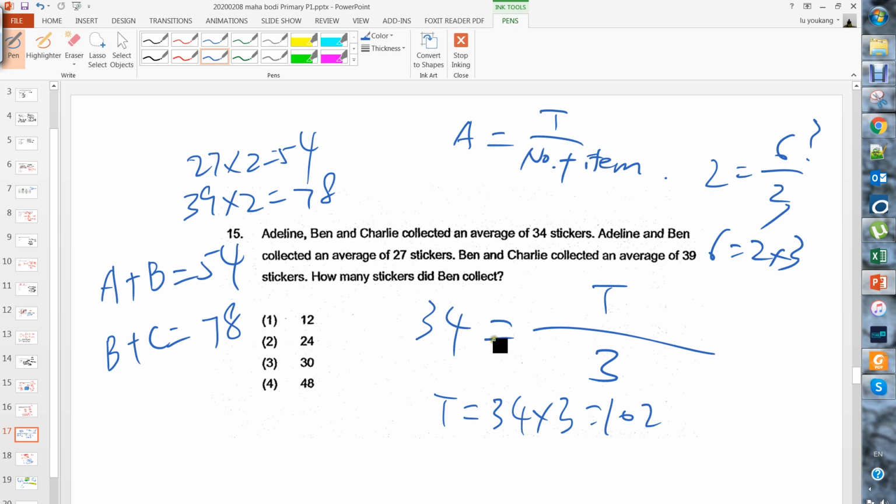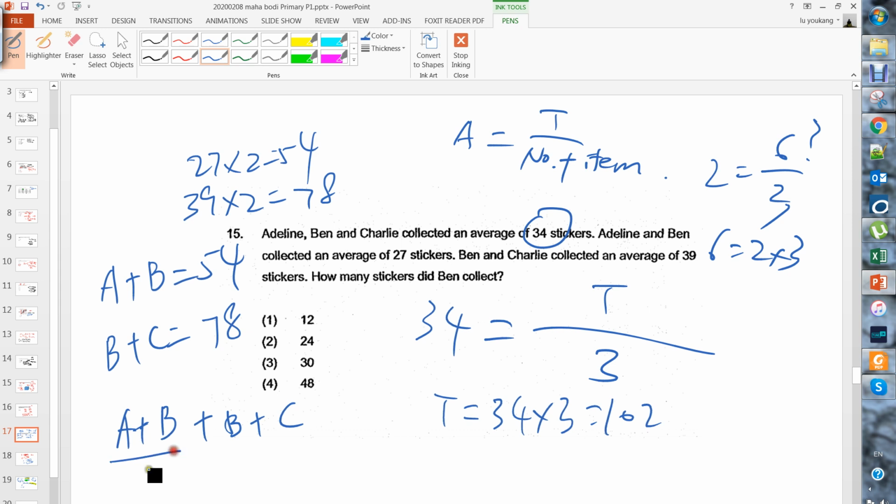So can you see here it says collected an average of 34. So 34 times 3 is 102. So can you see A plus B is 54. So I draw first. This is A. Then this is B. So A plus B is 54. B plus C is 78. So that means A plus B plus B plus C.